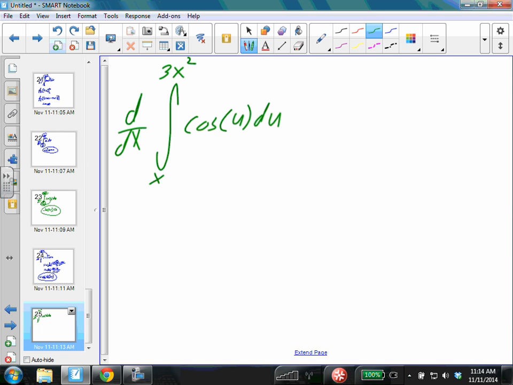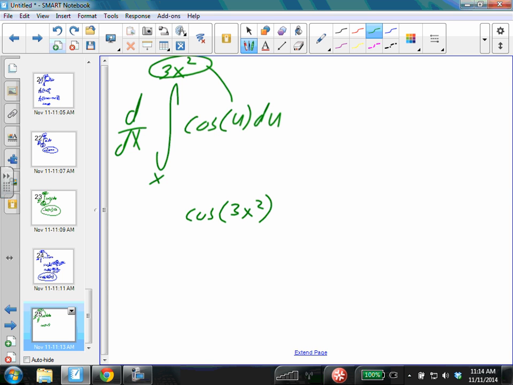Now we have variables in both spots, right? So we don't have any constants to be able to get rid of. So what do you think we do? Just do the same thing, except we're going to have an upper bound and a lower bound in this case. Okay? So for the upper bound, what would I get? I take the 3x squared and do what with it? Plug it in. So this is cosine of 3x squared.